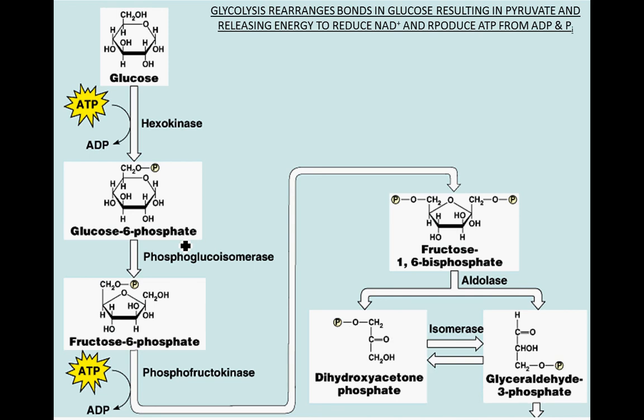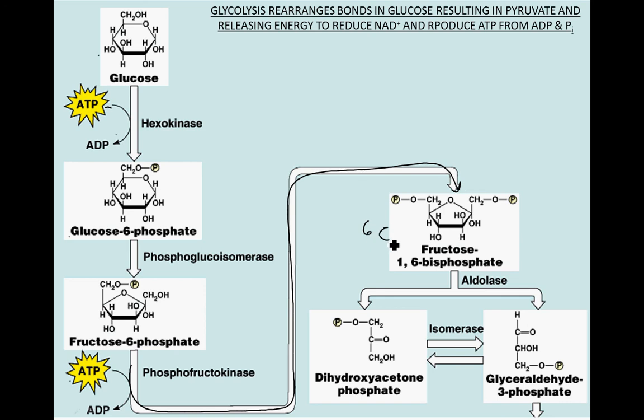Nitty-gritty details, you can look at these here. There are actually 10 steps in glycolysis. You do not need to know all of these. But here's your energy investment phase. Here's glucose. We're going to use ATP to make this glucose 6-phosphate. We can use another ATP here. So this is the energy investment phase, and you just follow the arrows around to here, where we get the actual splitting right here.